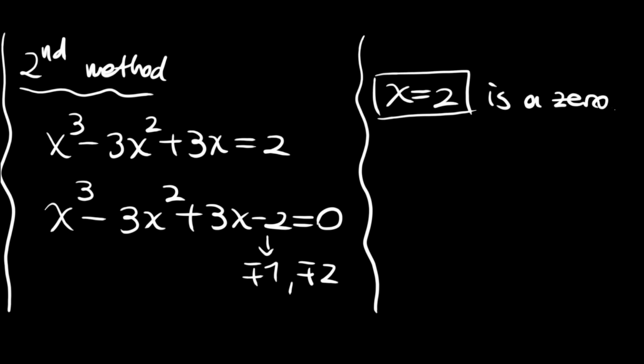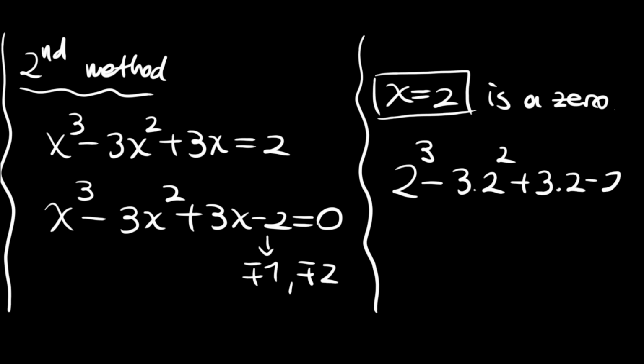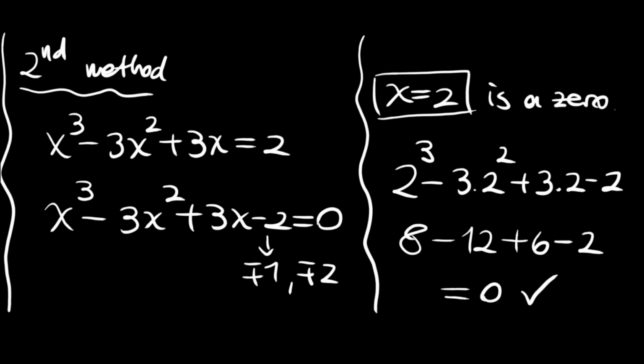Let's check now. 2 cubed minus 3 times 2 squared plus 3 times 2 and minus 2. 2 cubed is 8, 2 squared is 4, multiplied by 3 will become negative 12. This is 6 and minus 2. This gives 0, and it checks out.